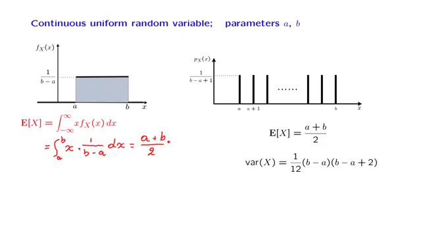In fact, we could find this answer without having to run this integration. We could just recognize that this PDF is symmetric around the midpoint of the interval, and the midpoint is a plus b over 2.